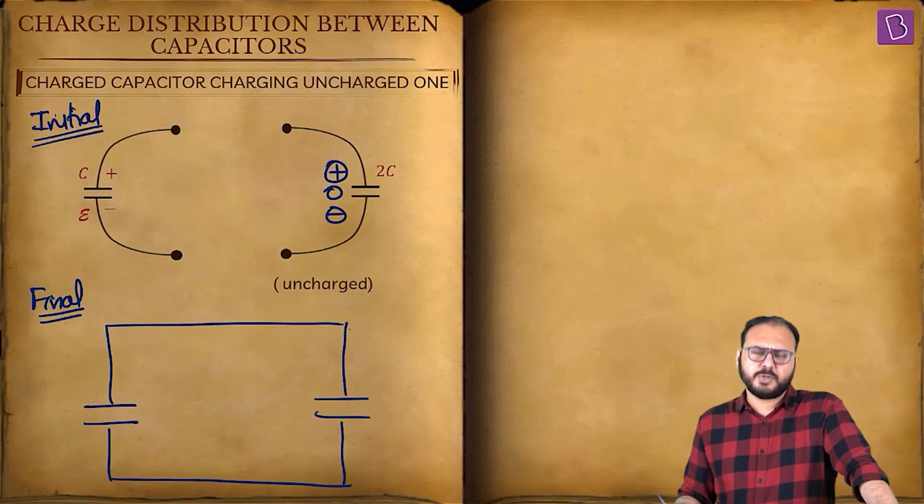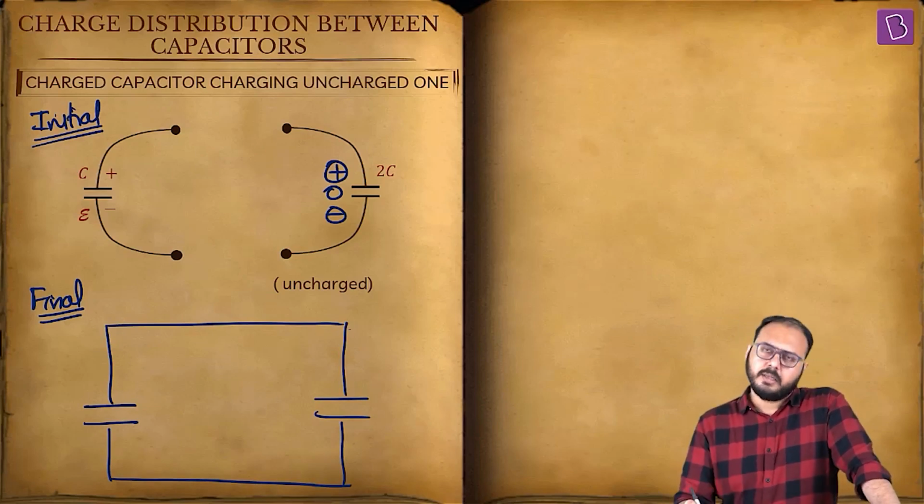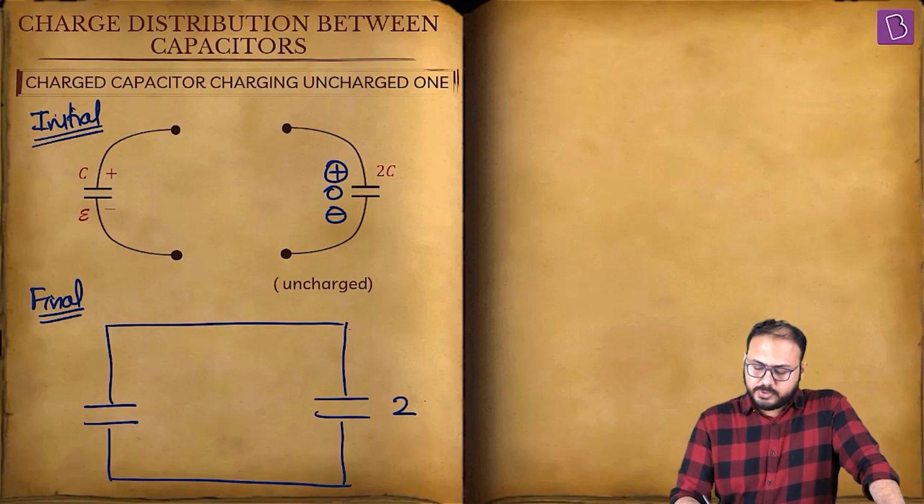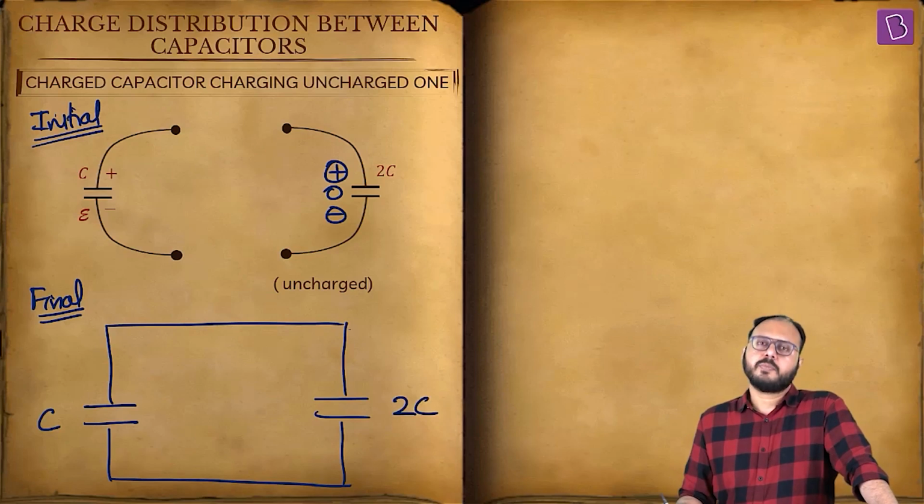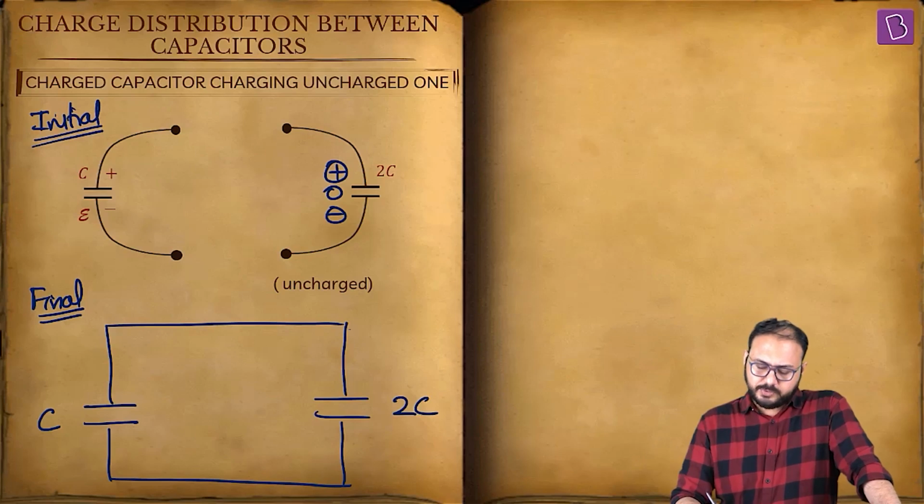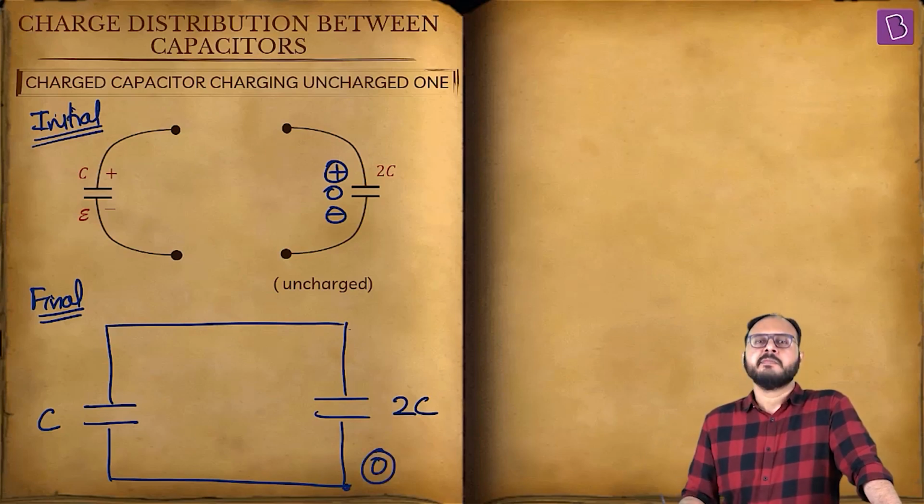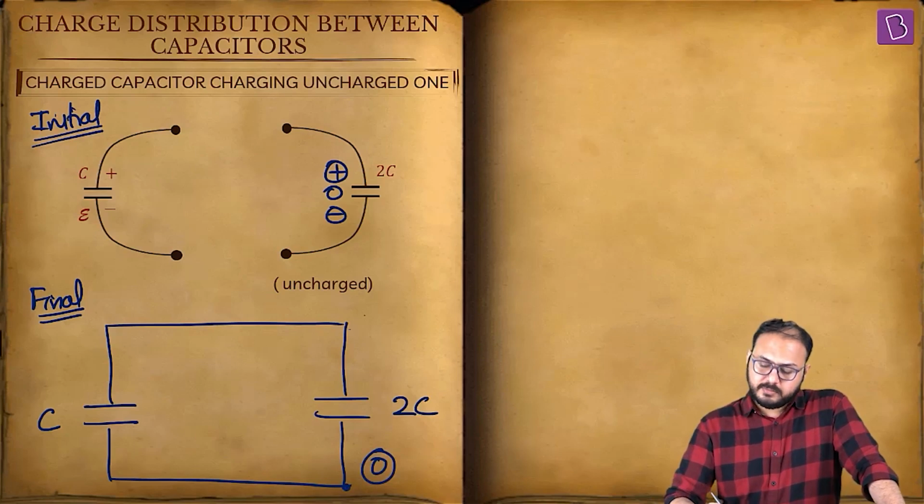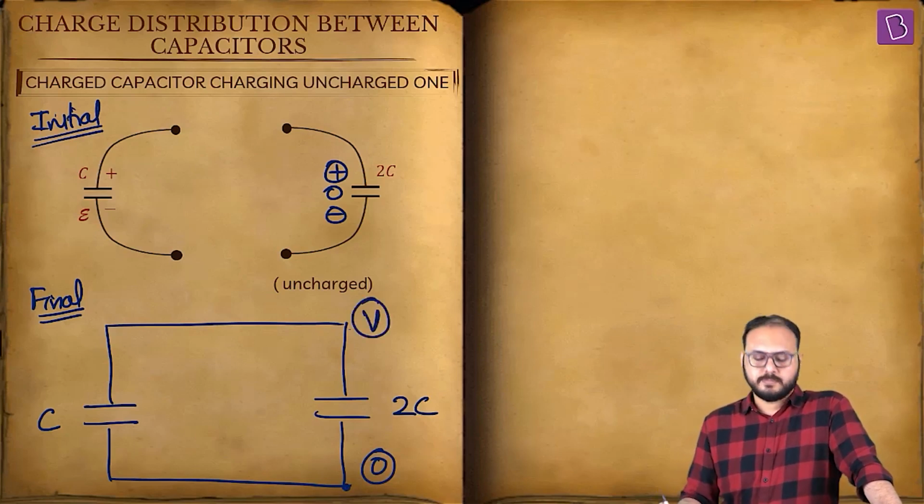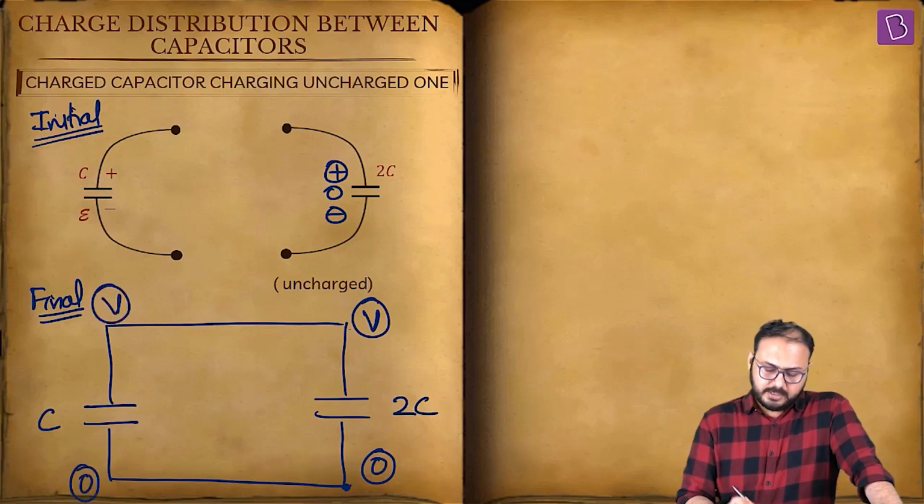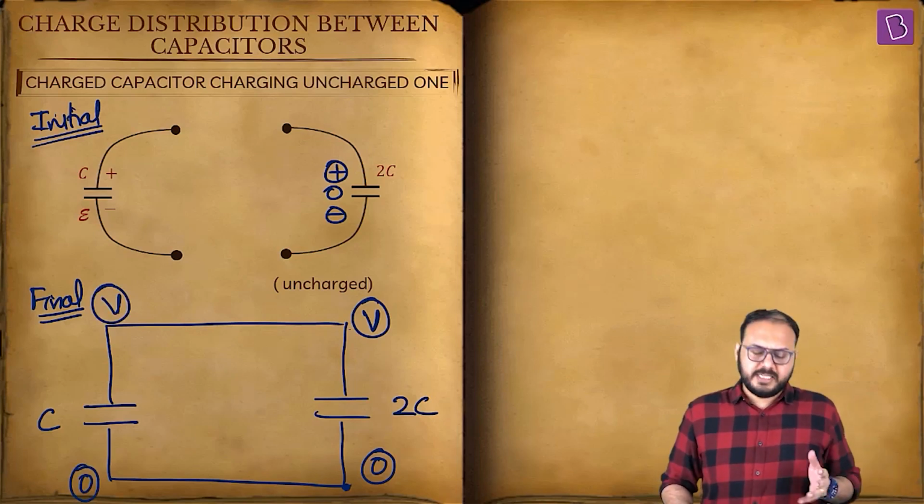Which is the first method you want? KCL. Okay, let's do it by KCL. So this is 2C, and this is C. KCL says, choose any one to be 0. Let me choose this to be 0, and this to be V. Okay, this is V, and this is 0.